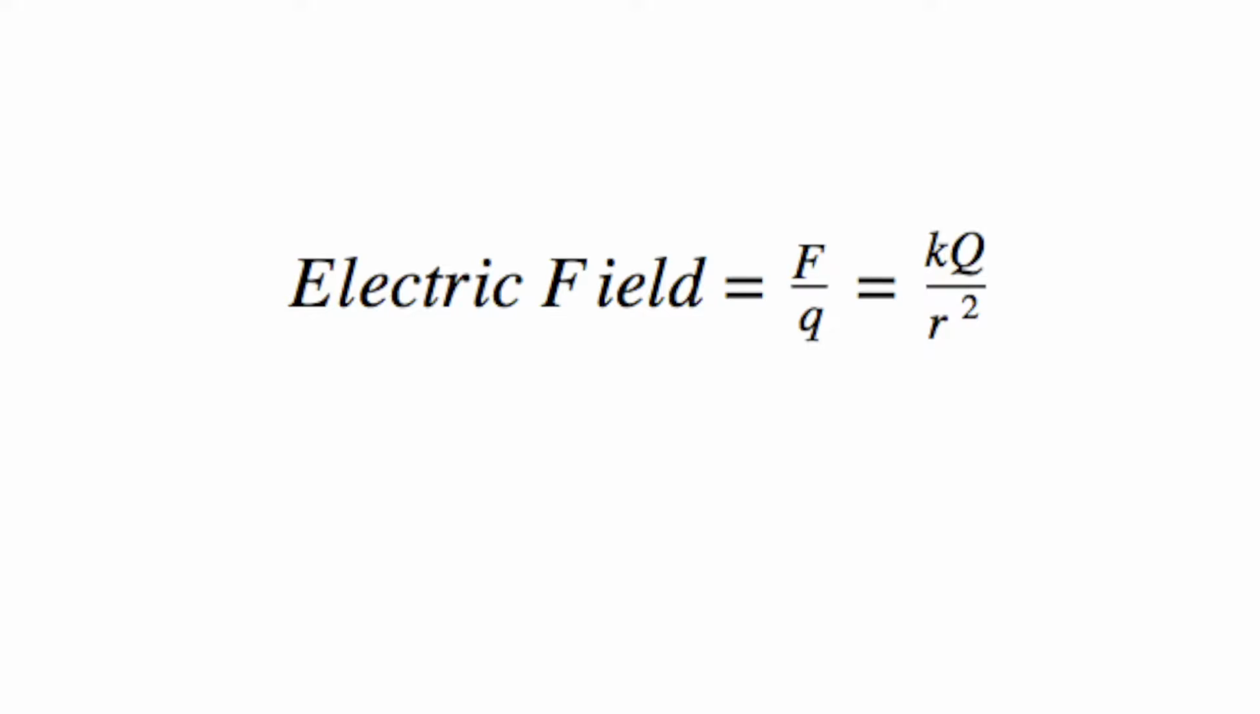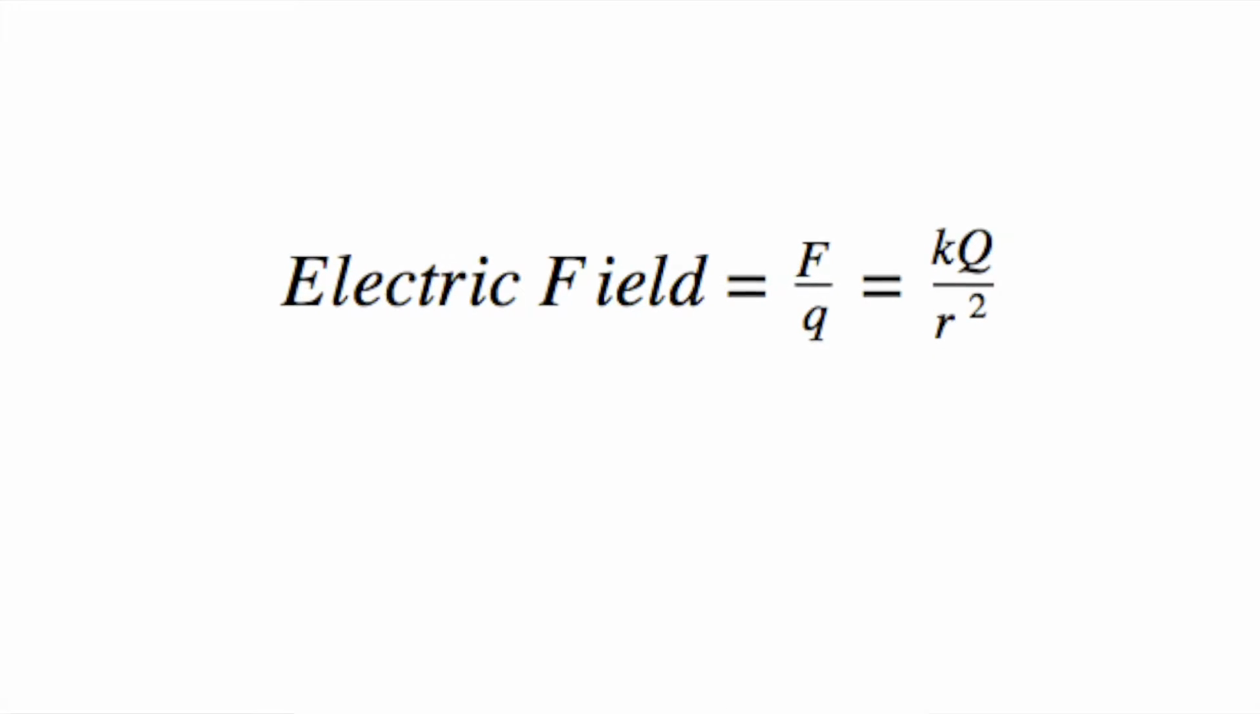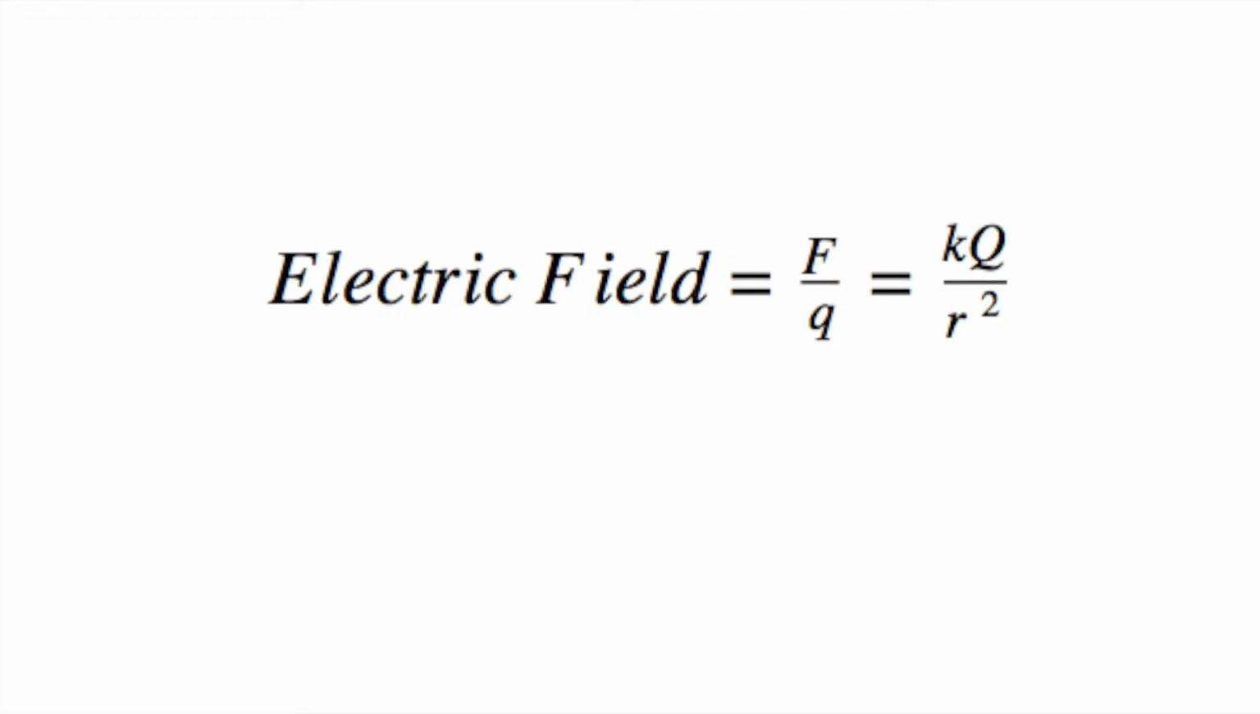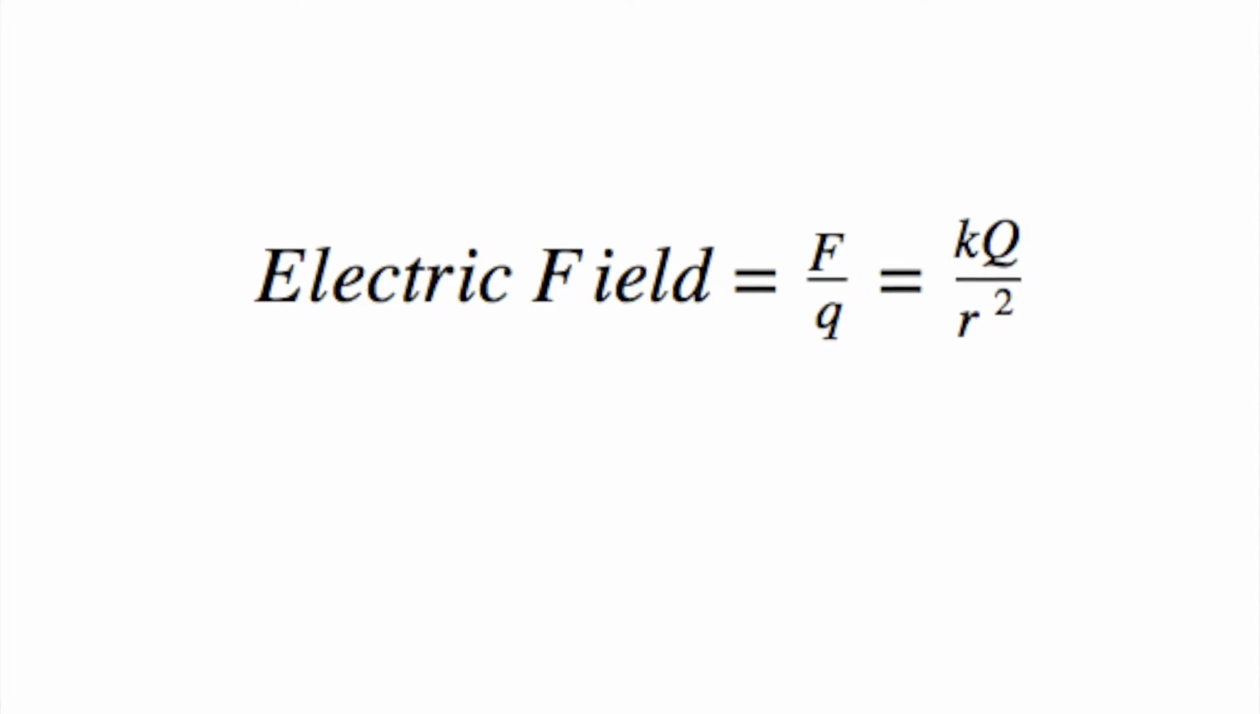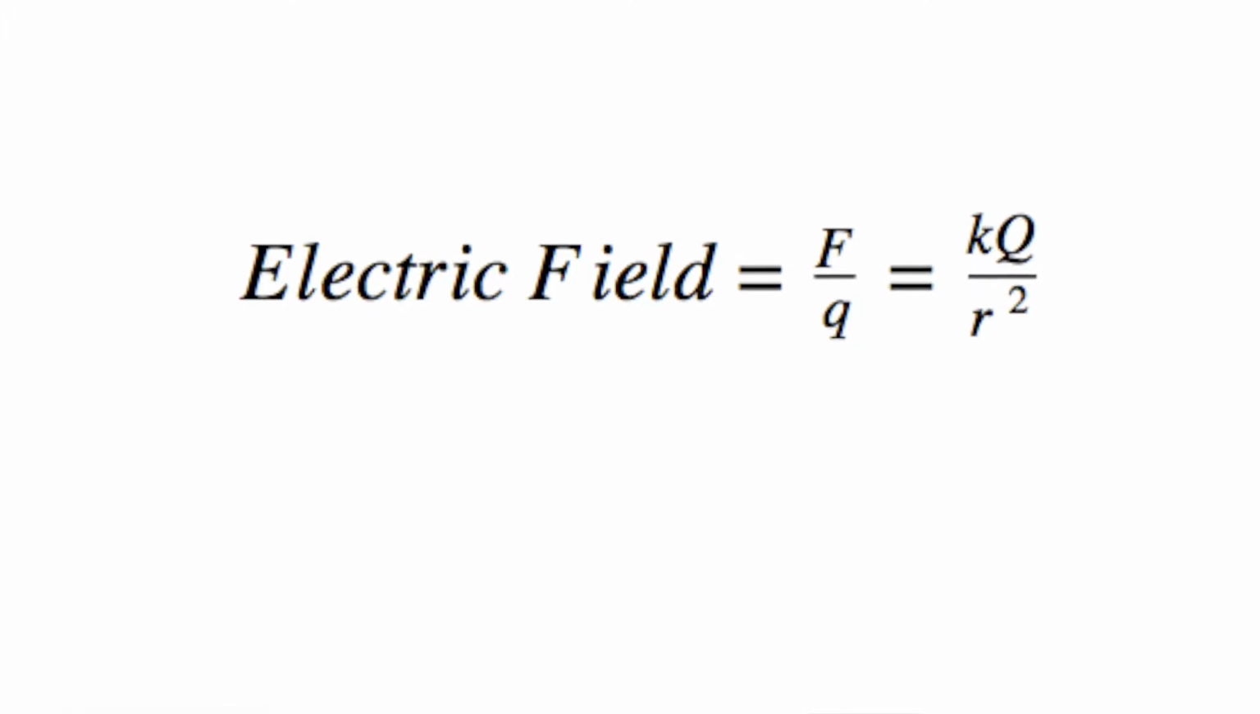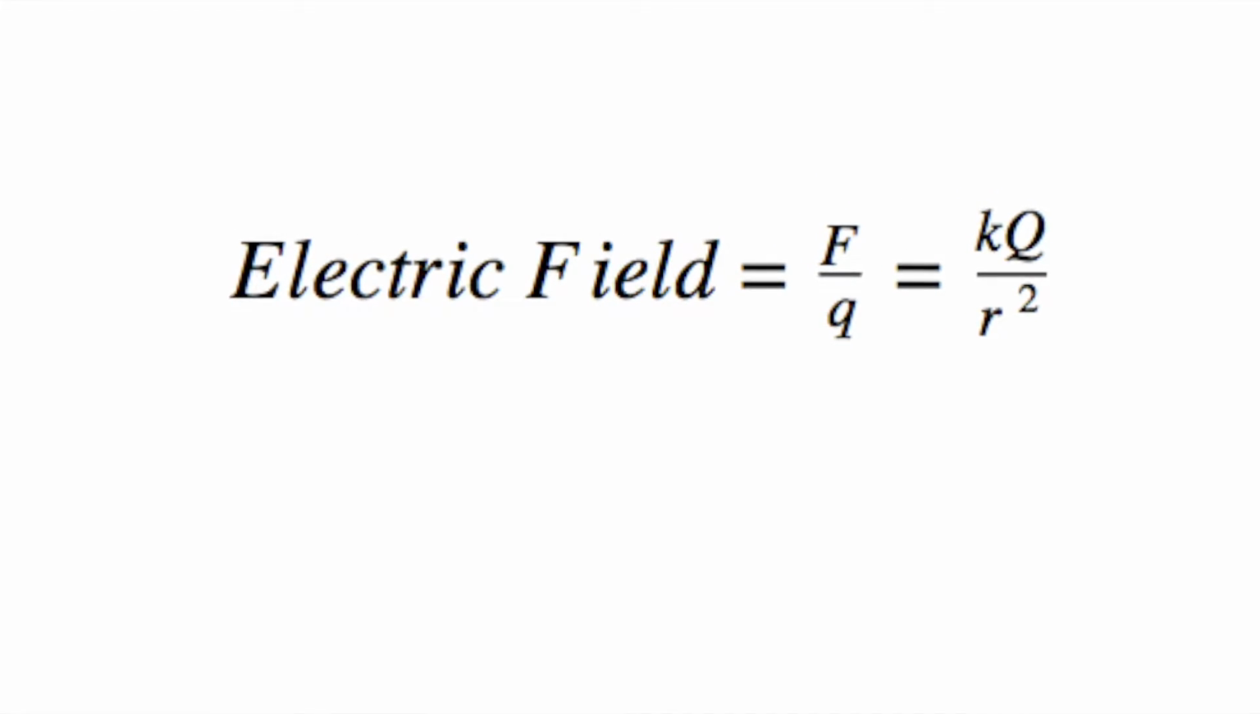An electric field is a measurable effect generated by the charged object. This equation states that the electric field of the charged object equals the force of the test charge over the magnitude of the test charge, or Coulomb's constant times the point charge over R squared.